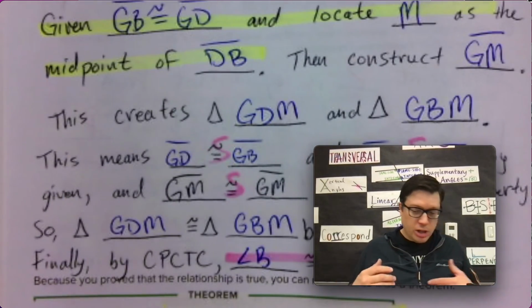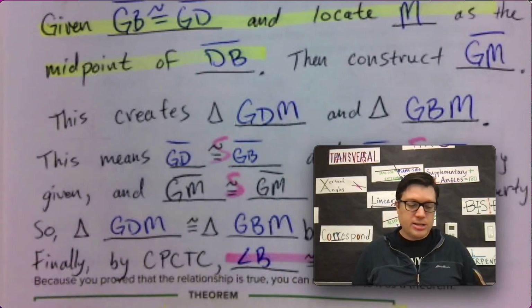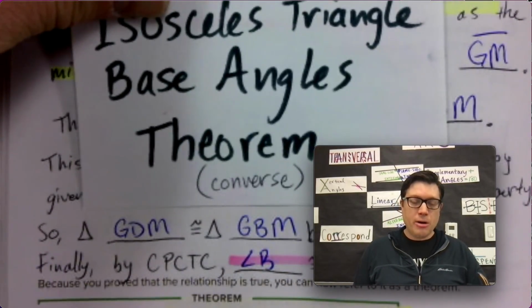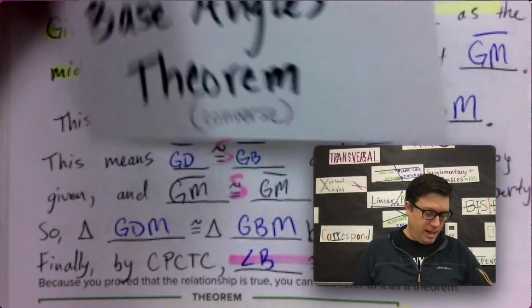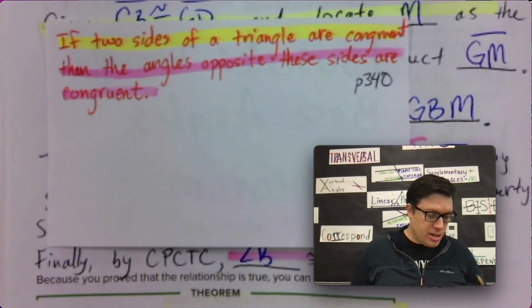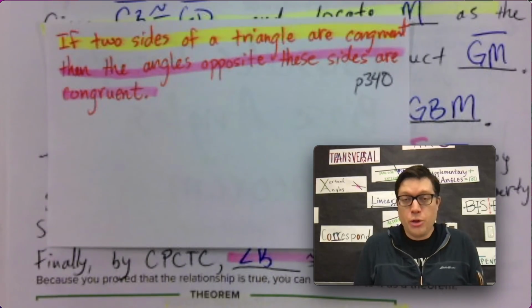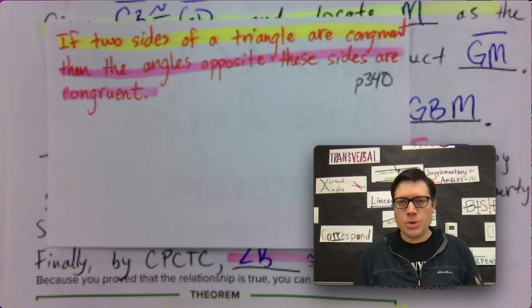We're going to go ahead and acknowledge that page 341 is next. We're going to talk about the converse of the isosceles base angles theorem. You should look at the bottom of this page for the definition of the isosceles base angles theorem. If two sides of a triangle are congruent, then the angles opposite those sides are also congruent.